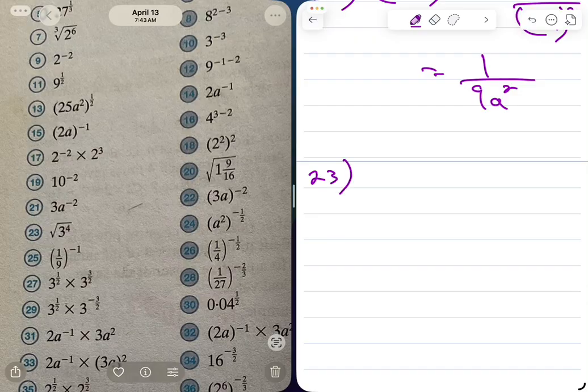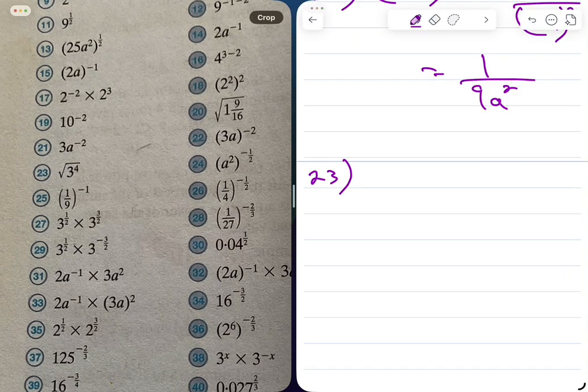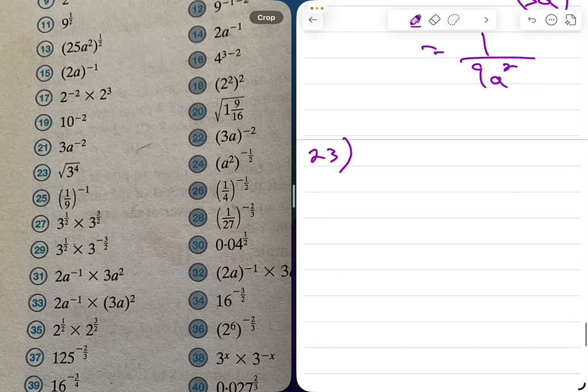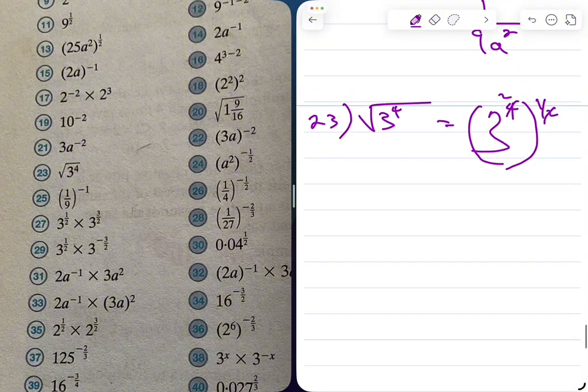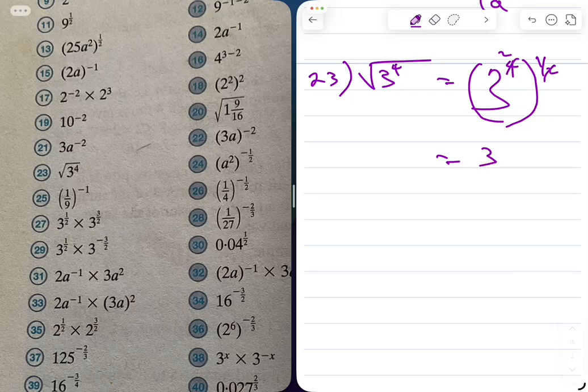Number 23, that's the square root of 3 raised to power 4, which simply means, I can write this way, 3 raised to power 4 raised to power half. And this means 4 times half. Of course, we know that that's 2. So that means 3 raised to power 2, which is 9.